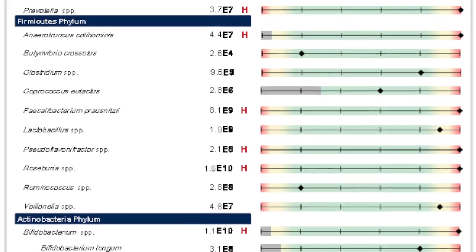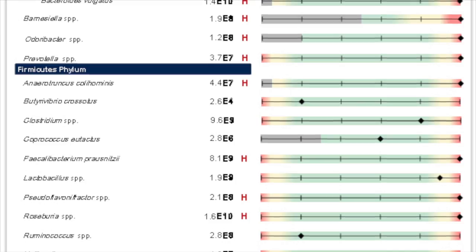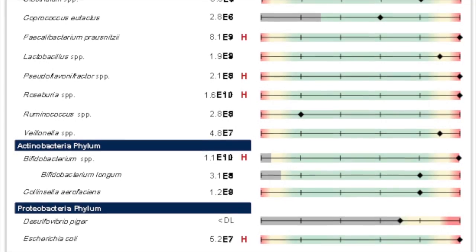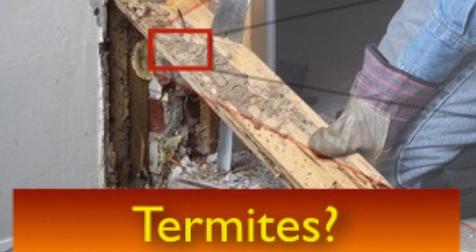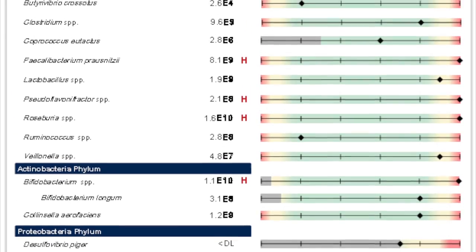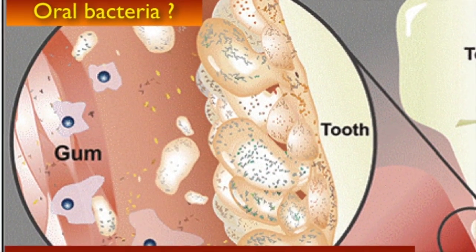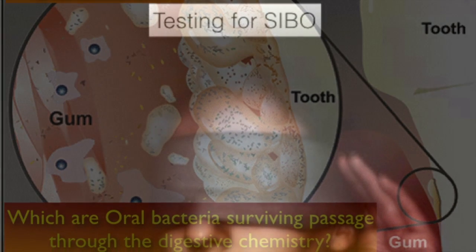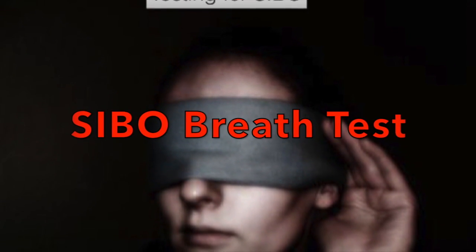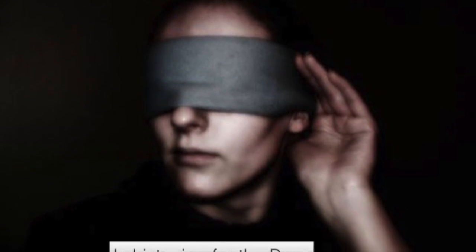In this test, with a large amount of 5th quintile bacteria, can you identify the bacteria that behave like moles? Can you identify the bacteria that exhibit termite-like behavior, chewing up the mucosal lining? Can you identify the bacteria found predominantly in the mouth, having survived a trip through the digestive chemistry? Can these behaviors, effects, and expectations be identified using the results from a SIBO breath test?